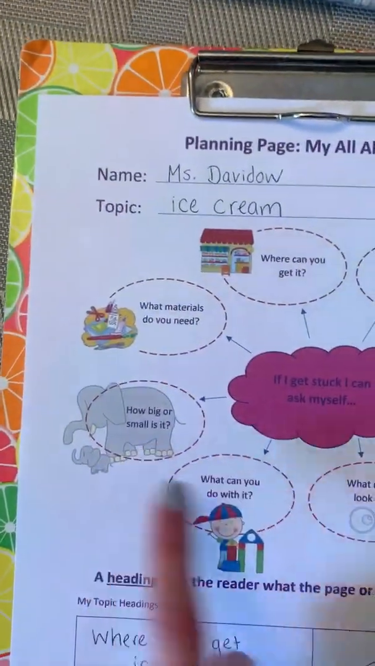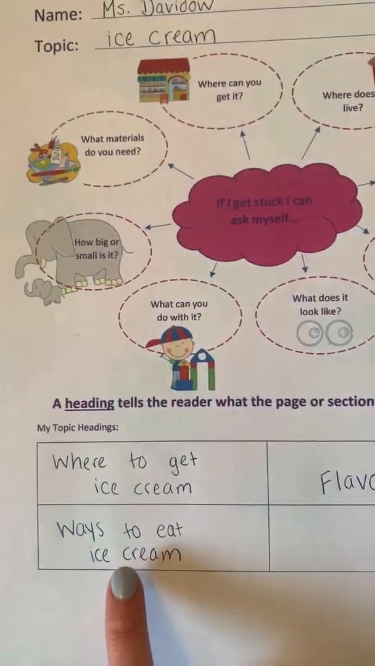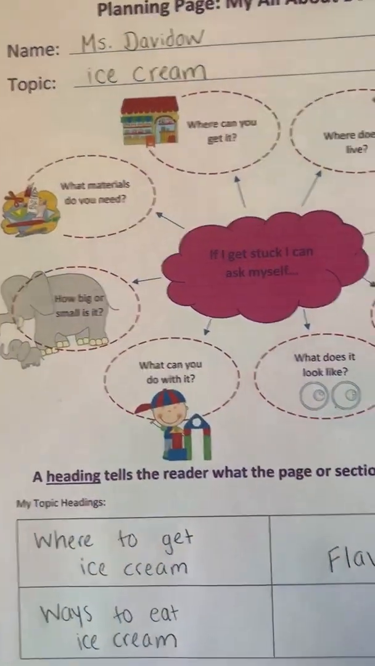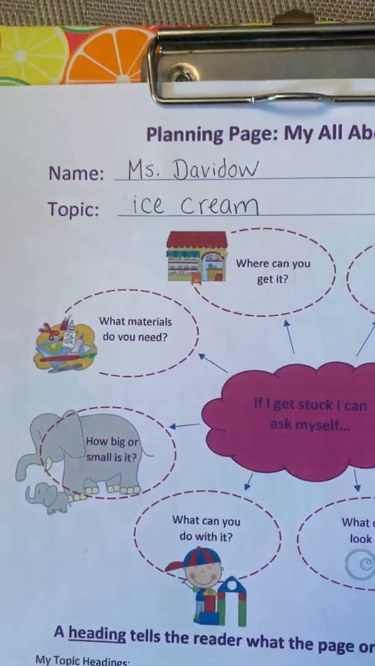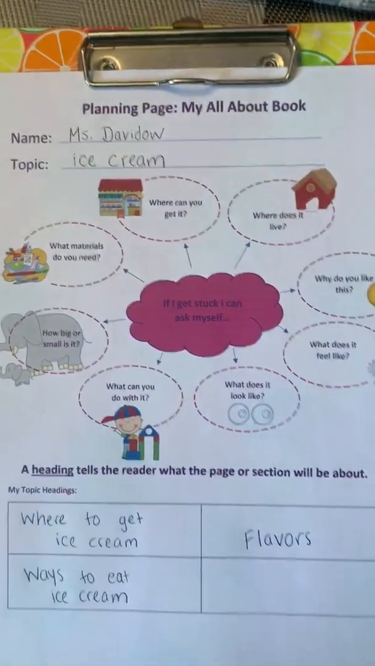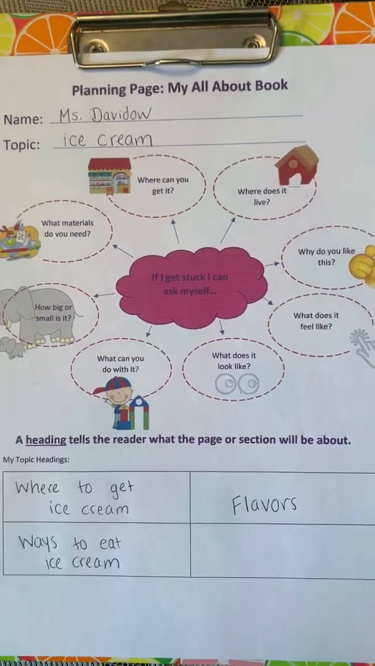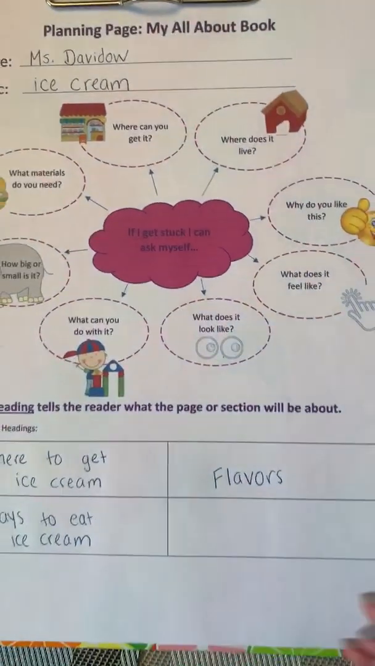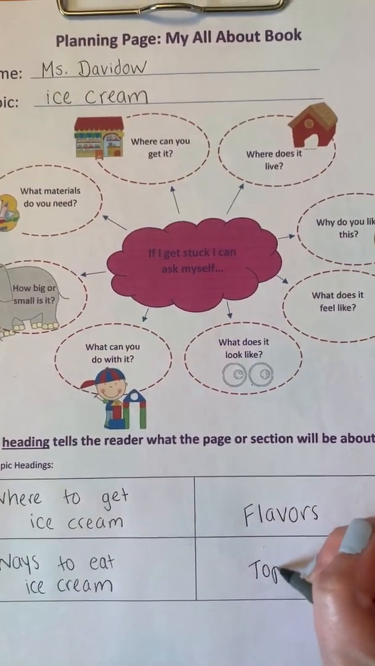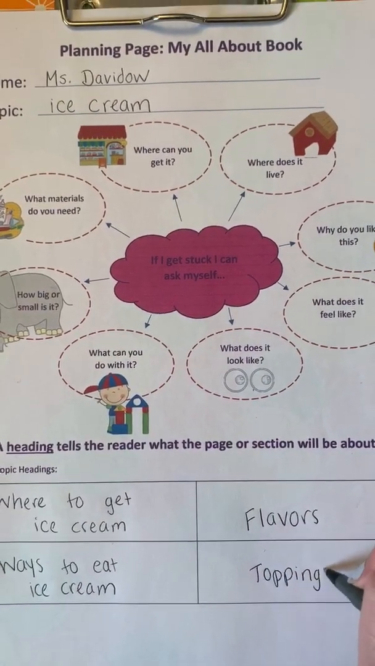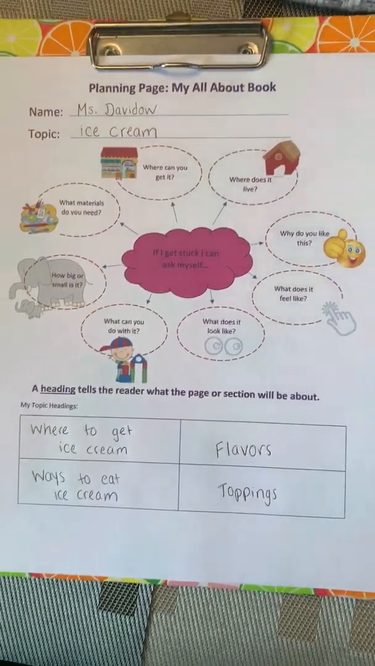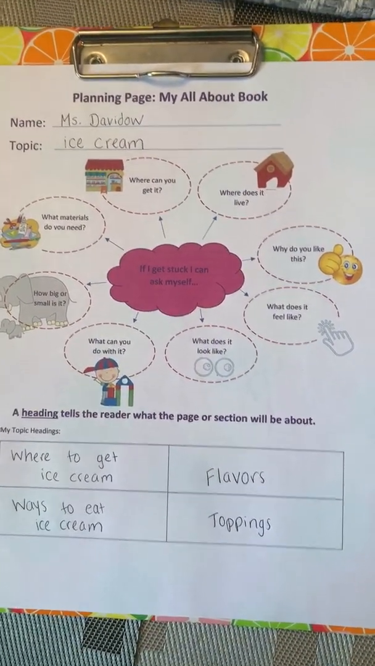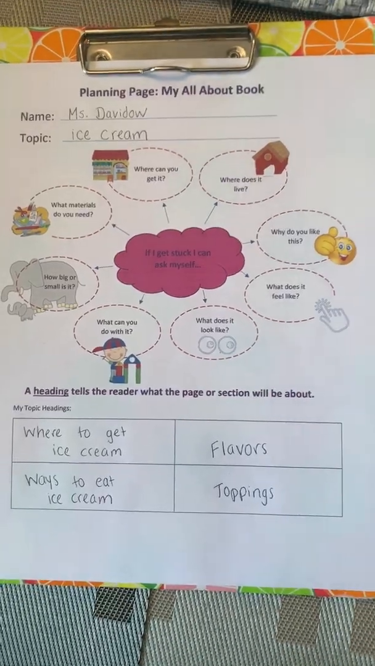How big or small is it? Well, that kind of depends on how you're eating it. So that question I'm already answering in one of my headings. What materials do you need? Well, I know that when I make ice cream, I don't like to just put ice cream in a bowl. I like to add something special like toppings. Have you ever added toppings to your ice cream? There are so many fun toppings that you can add. You can add marshmallows, sprinkles, whipped cream. There are so many great ideas for toppings.